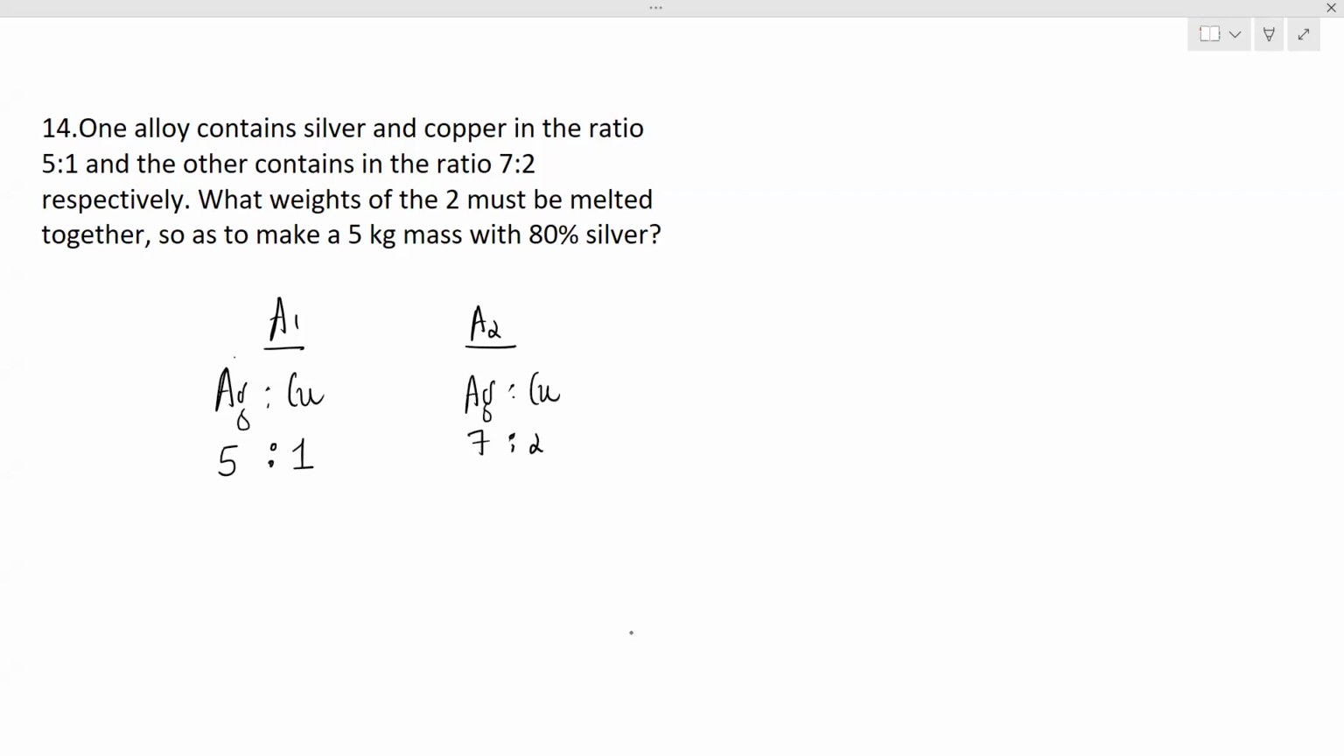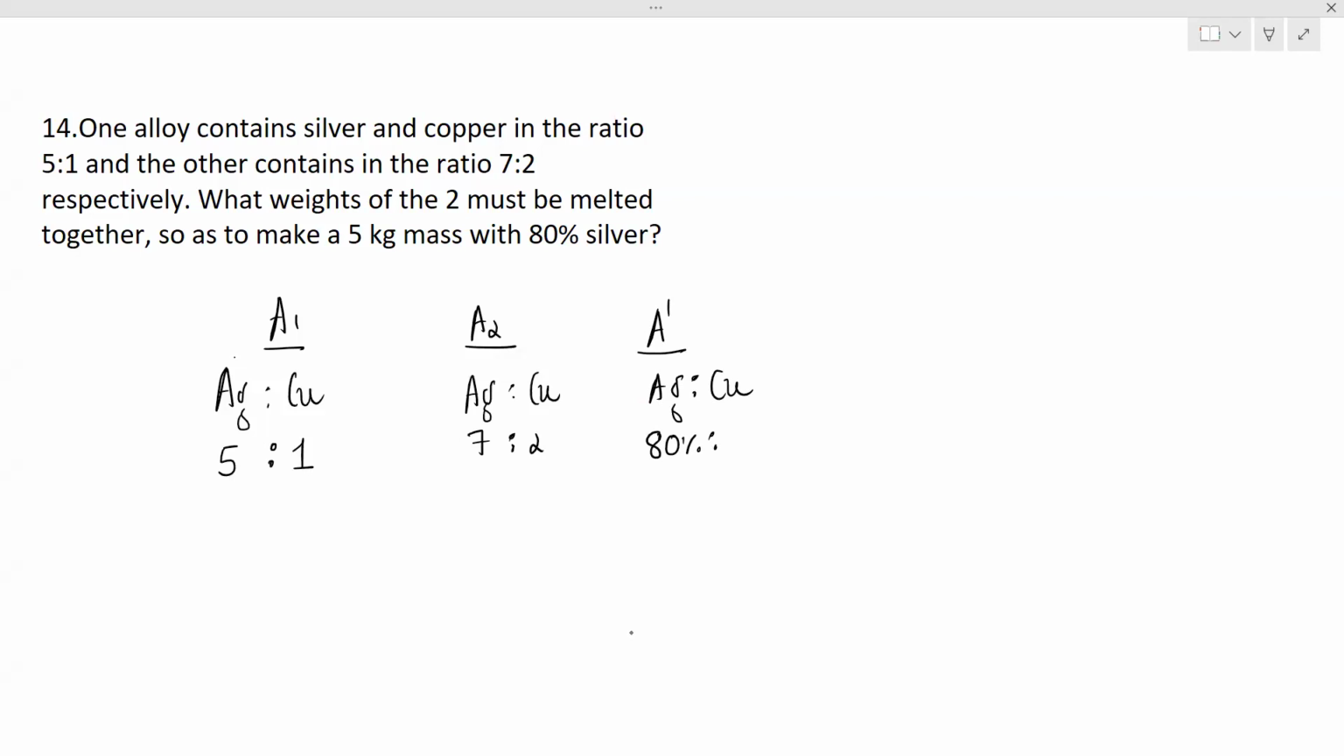Now, what weights of the two must be melted together so as to make a 5 kg mass of 80% silver? So as to make a 5 kg mass of 80% silver. So what do I have to have here? A dash. A 5 kg mass of 80% silver. 80% is silver, meaning what will be copper?